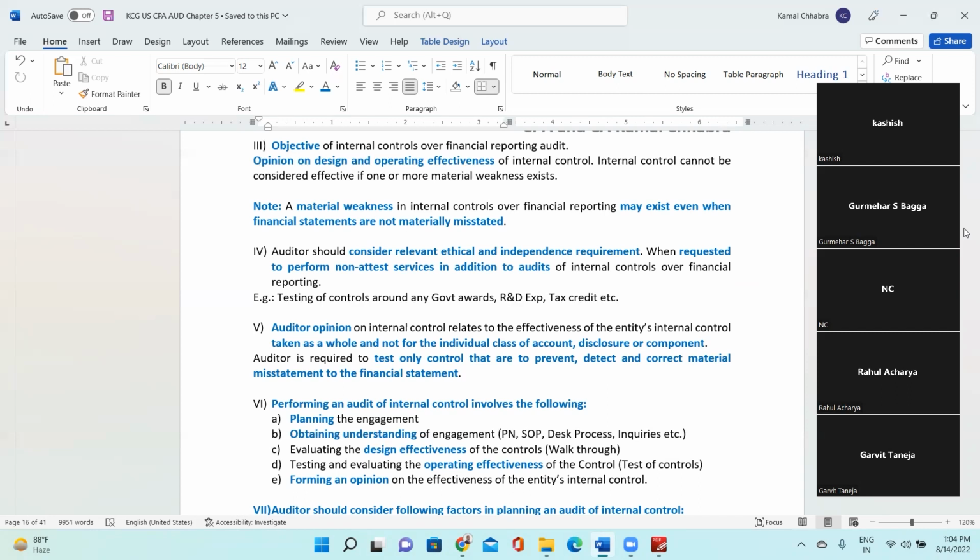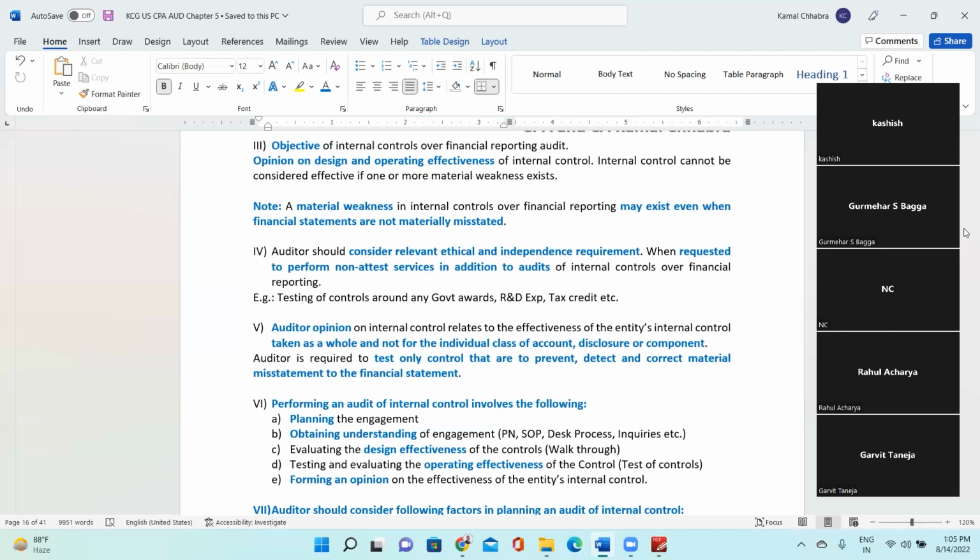So two things, if you remember from chapter 4, we discussed weaknesses in the internal control, significant weakness and material weakness. Do you remember what is material weakness and what is significant weakness? Yes or no? Yes, to an extent. There are 3 types of weaknesses which we have studied, if you remember: routine, significant, and material. So I have given you a hint. Yes, guys. Anyone remember?